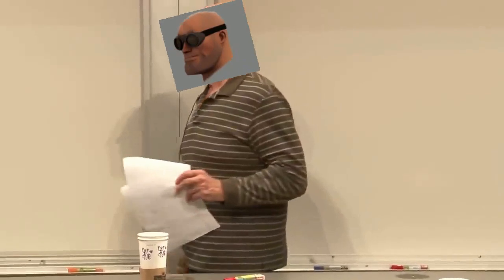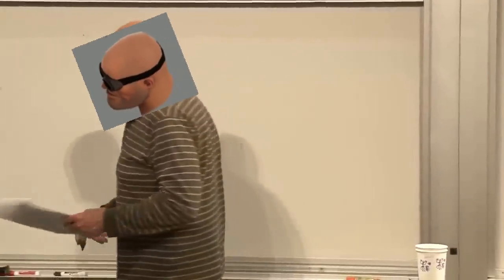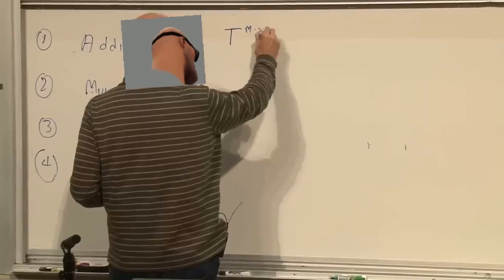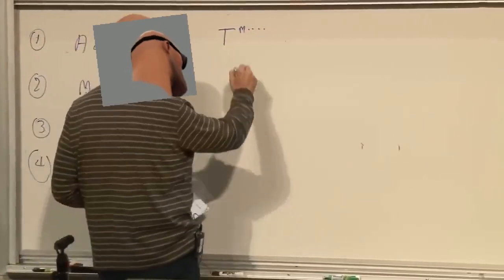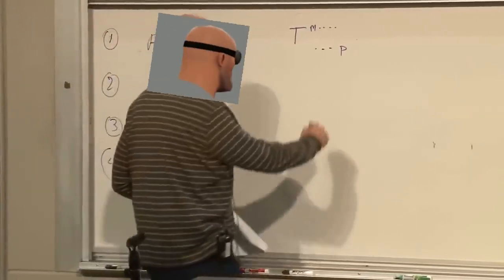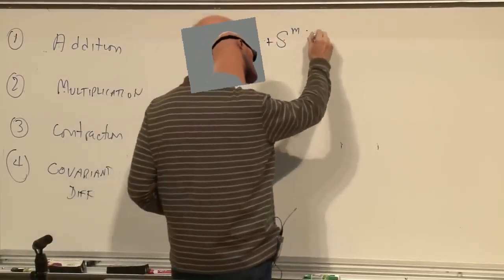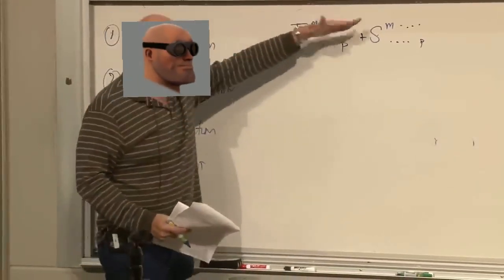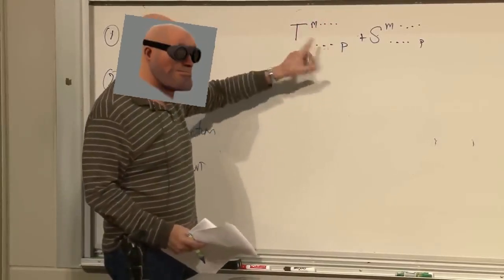Okay, adding tensors. You only add tensors if their indices match and are of the same kind. For example, if you have a tensor T^M with a bunch of more upstairs indices, contravariant indices, and maybe a collection of downstairs indices, and you have another tensor of the same kind, plus S^M. S does not stand for scalar here. Dot, dot, dot, dot, dot, dot, dot, P. In other words, their indices are of exactly the same kind. This might be M, N, R, and so forth. This could be P, Q, whatever.